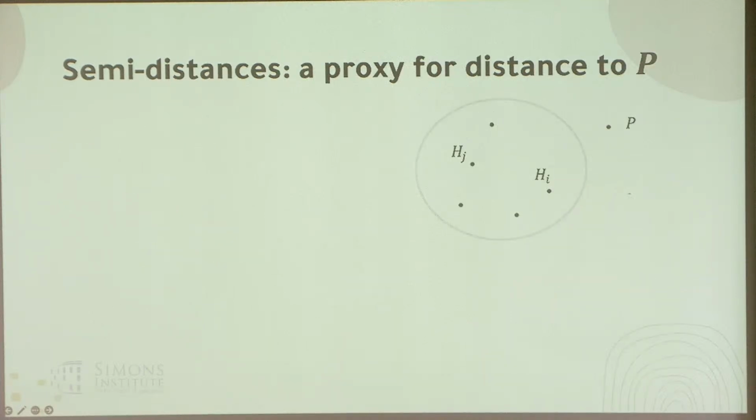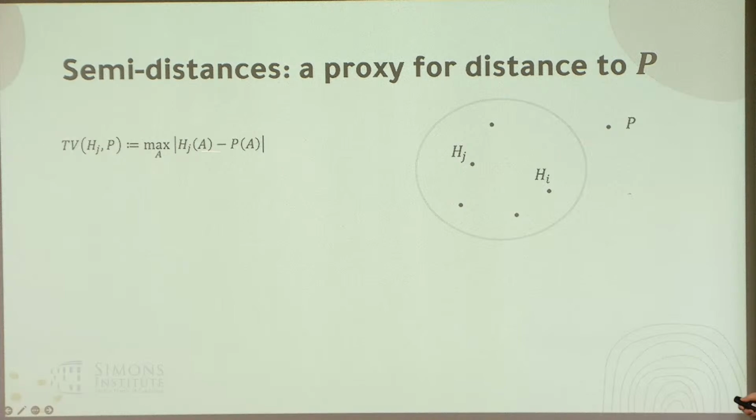So let's move on to the first algorithm. For that, I need to define a notion called semi-distances. Semi-distance is just a name that I give it, but think of it as a proxy for the distance between one of the hypotheses and the unknown distribution. When I talk about the Scheffé set, we can determine the Scheffé set between the known distributions. The problem is that we don't really know the Scheffé set between the hypothesis and the unknown distribution. So what I really want is to estimate the total variation distance between Hj, one of the hypotheses, and P.